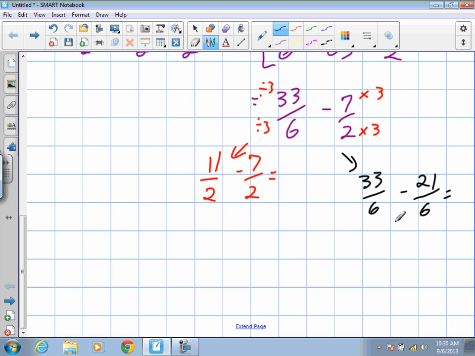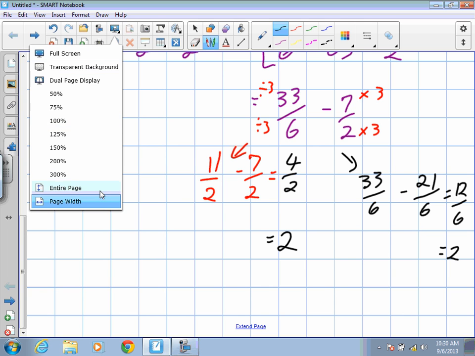What's 33 subtract 21? That's right, 12 over 6, which is how much? And in this one, what is 11 subtract 7? 4 over 2, which is? Exactly. So no matter which way we did it, we ended up at the exact same answer.